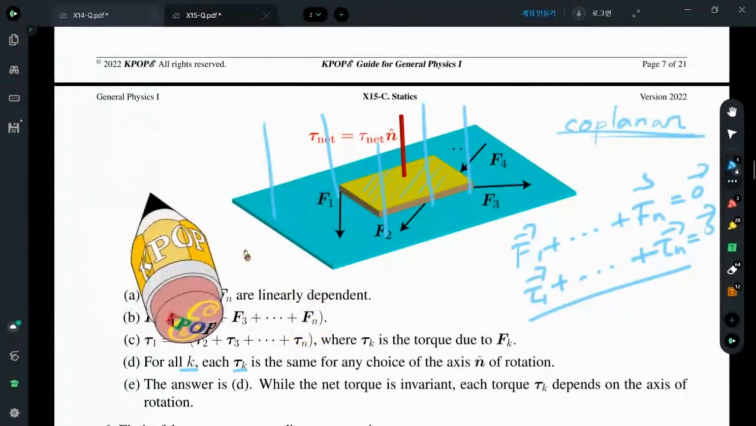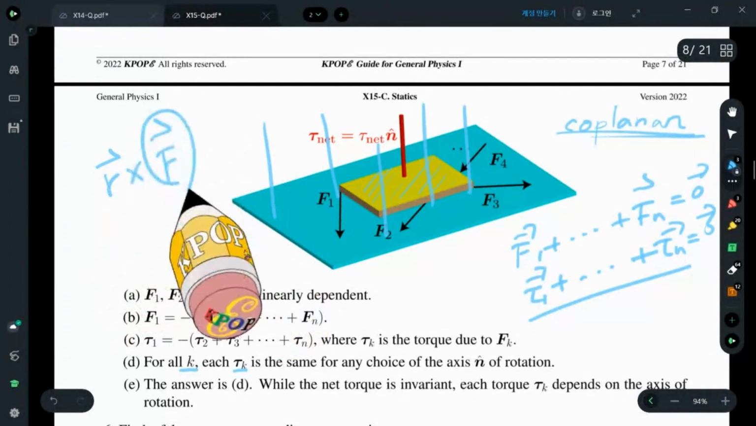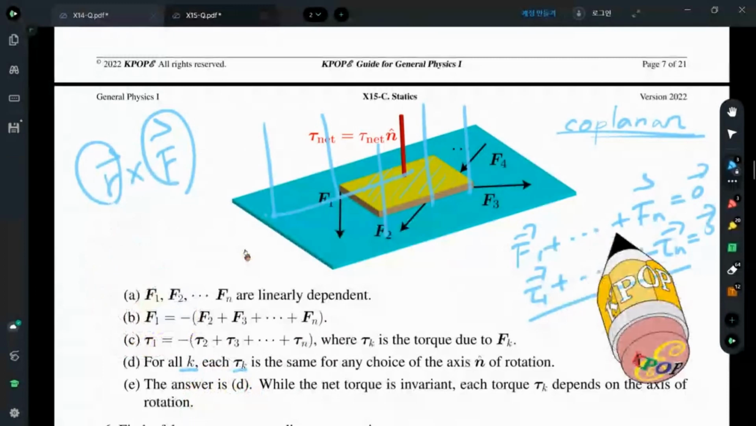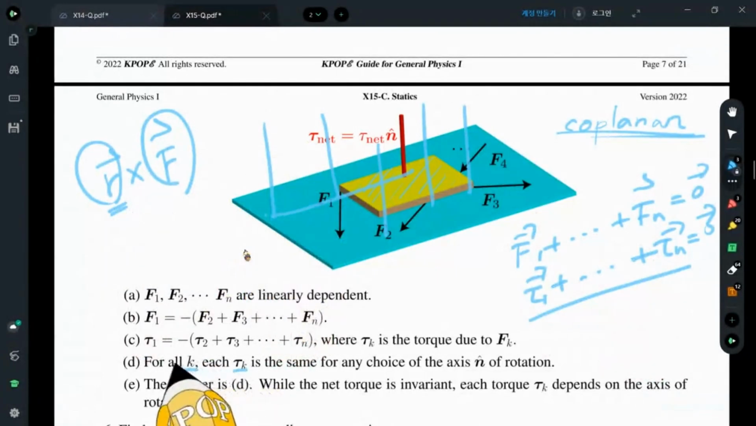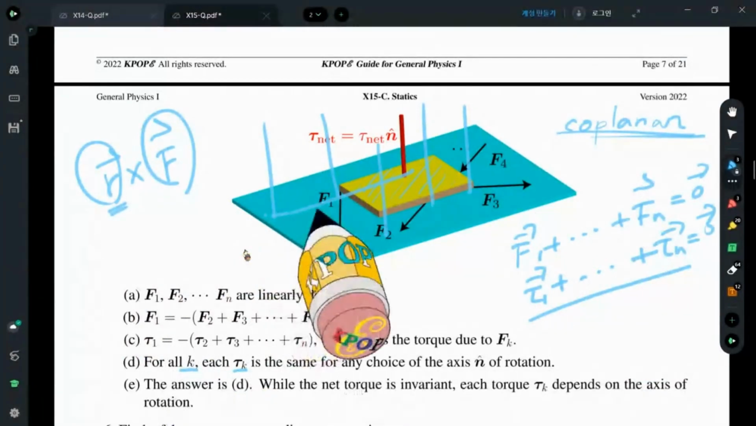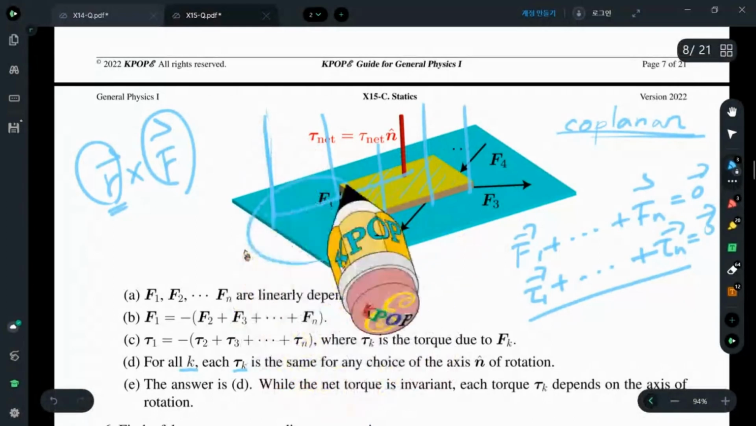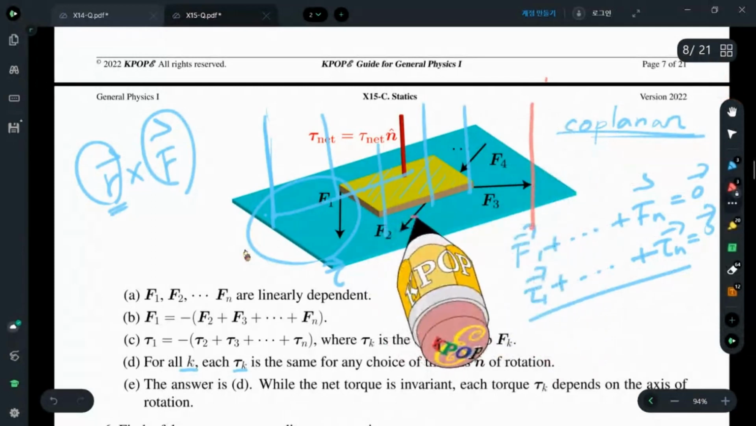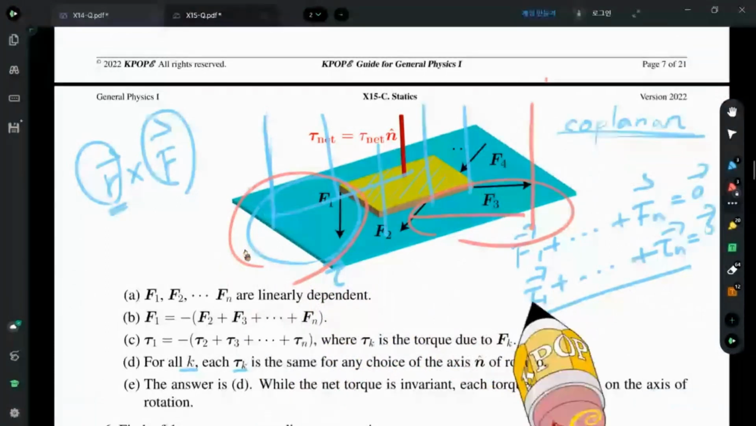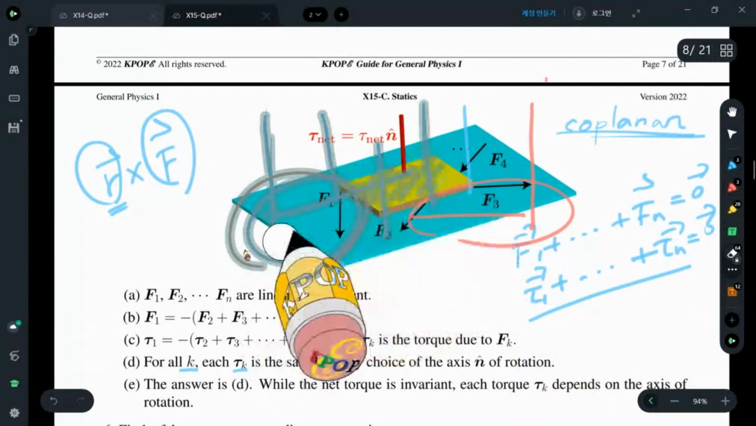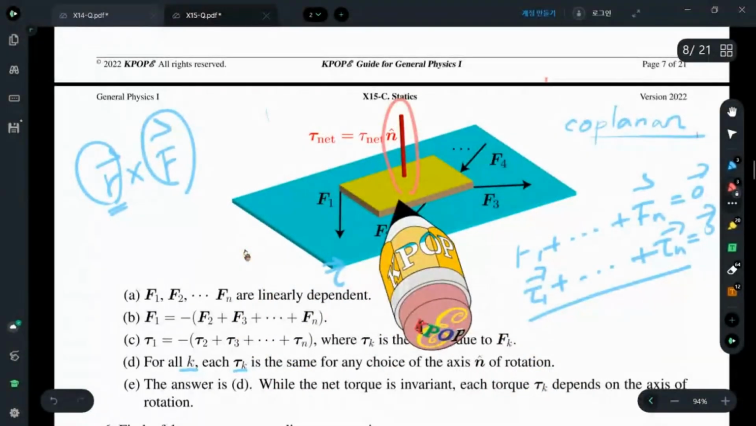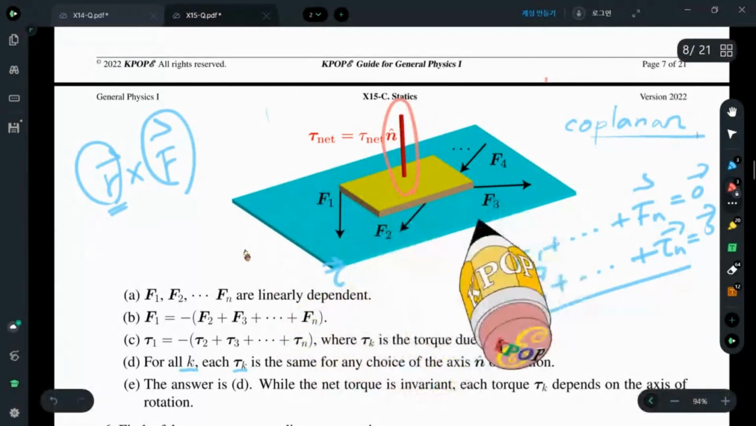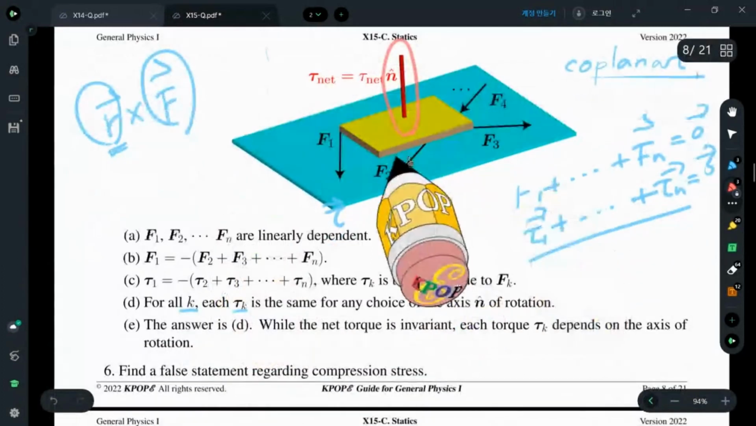However, the specific axis of rotation will change R cross F. F doesn't change, but R changes depending on the axis of rotation. So every torque may depend on the axis of rotation. We cannot compute tau 1 with respect to one axis of rotation and tau 2 with respect to another. That's wrong. If I want to compute the torques, every torque should be computed with respect to a single axis of rotation. That's quite important. The axis must be chosen as a single one when I compute all torques associated with the forces.